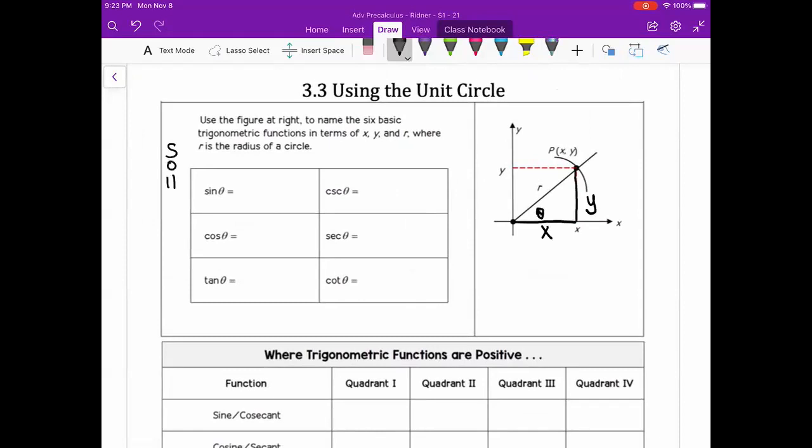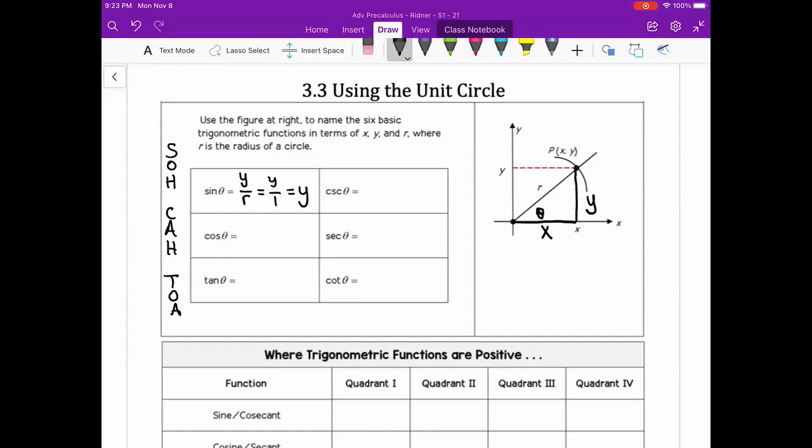So if sine is the opposite over hypotenuse, that means that sine is y over r. Well, for the unit circle, r is always 1. So sine is just the y value, whatever that y value is at that point. Okay?